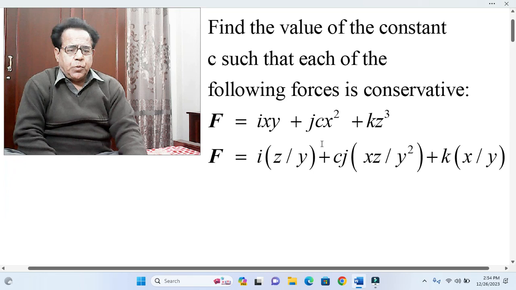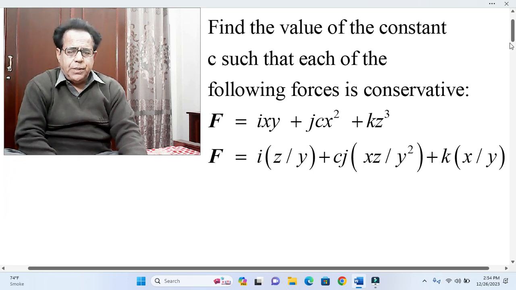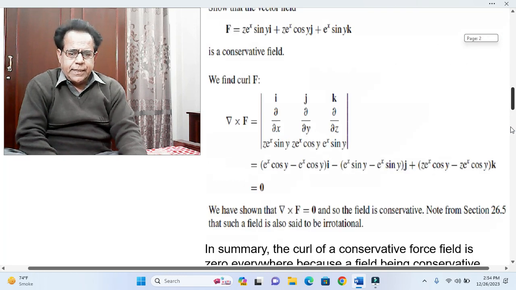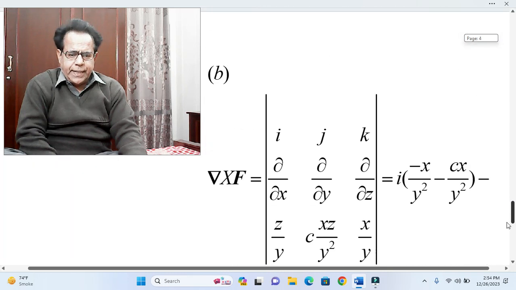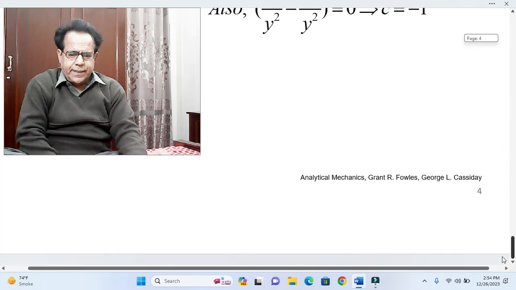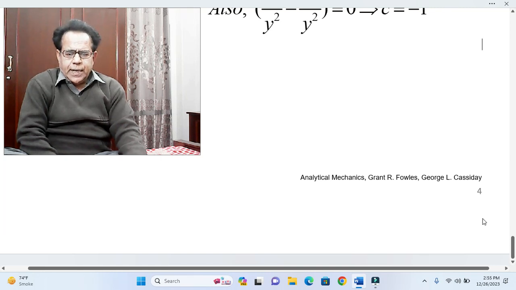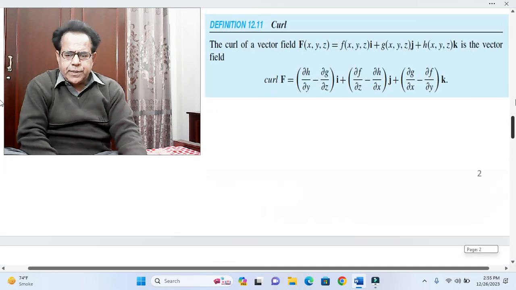This is our next problem, chosen from the book Analytical Mechanics by Grant R. Fowles and George L. Cassidy. As usual, we first come to its statement.